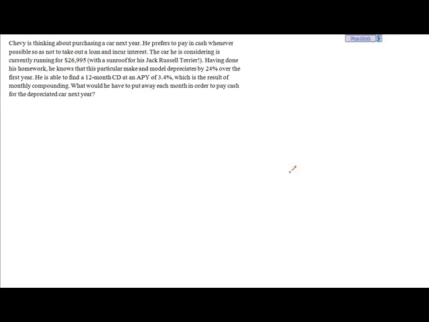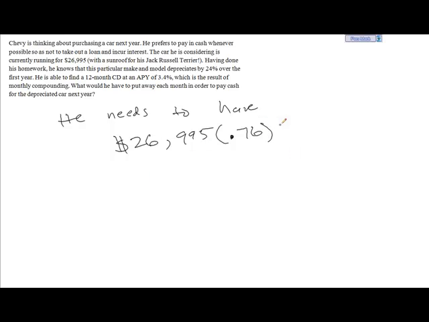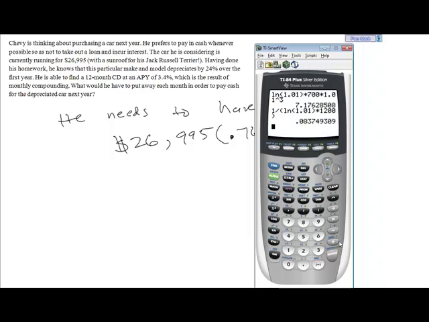Okay, well right now the car, first thing we need to figure out is, how much does he need to have? So he needs to have enough to pay this car off. So I guess we're ignoring taxes and license and registration, or we're just looking at the value of the car itself. So if this thing depreciates by 24%, well, we can take 24% of this and then subtract it from $26,995. But that means that it's only going to be worth 76% of this value in 1 year. So we're going to just figure out what that amount needs to be.